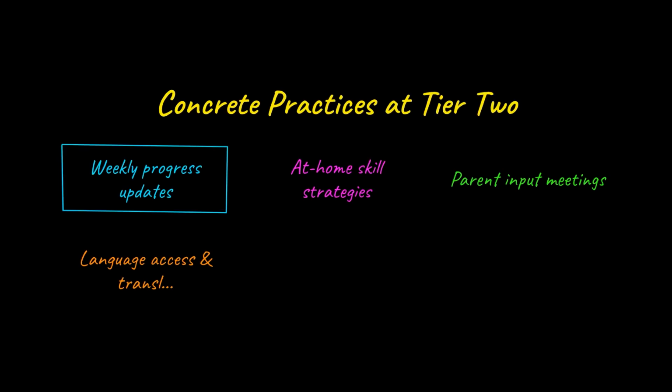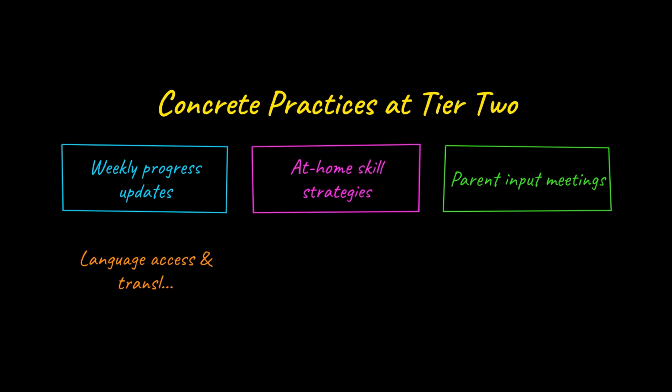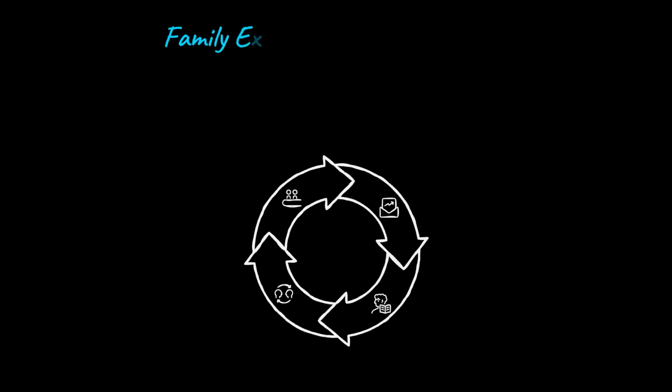In practice, this means weekly progress updates, concrete at-home skill strategies written in accessible language, parent input meetings to adjust the plan, and translation services so every family can participate equally. Each action is tied directly to the intervention the student is receiving.